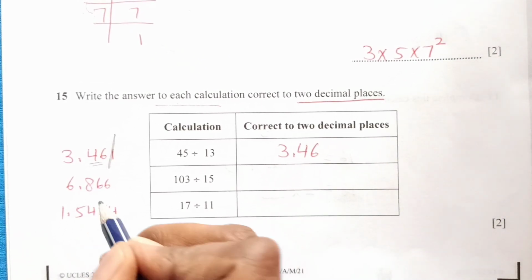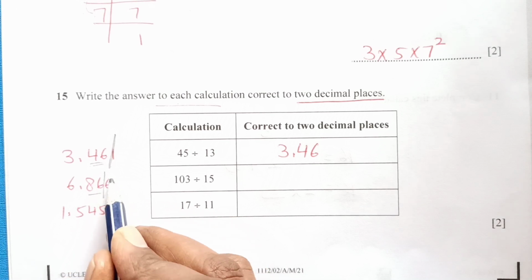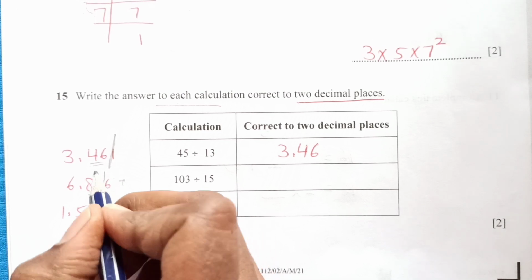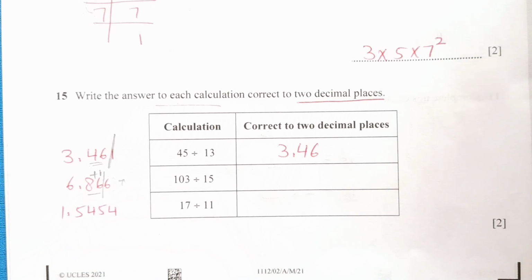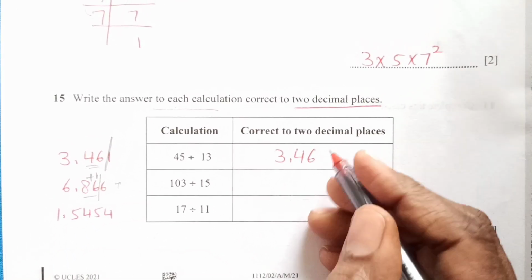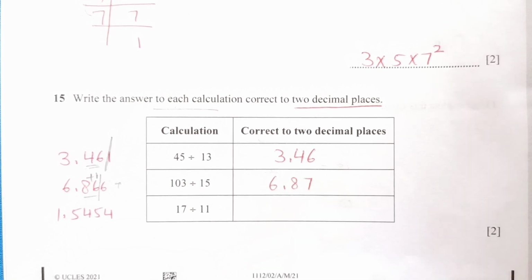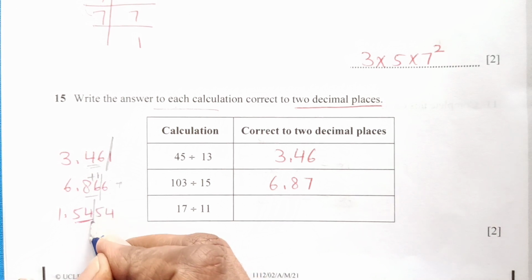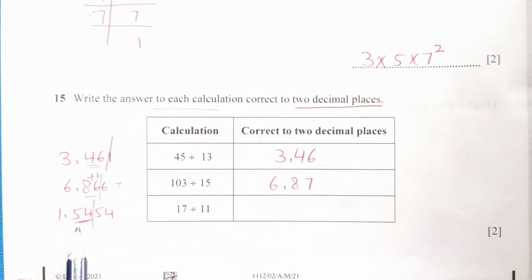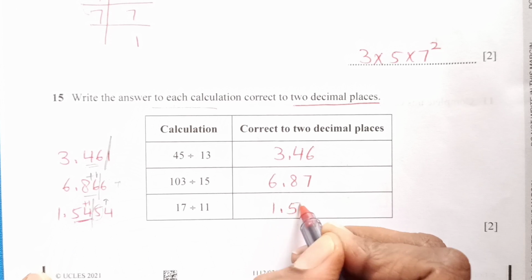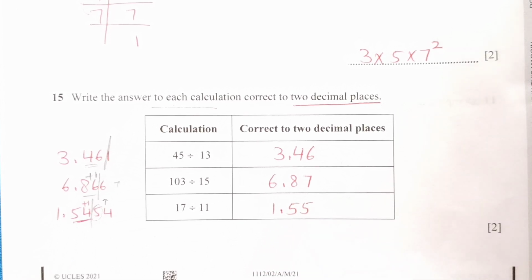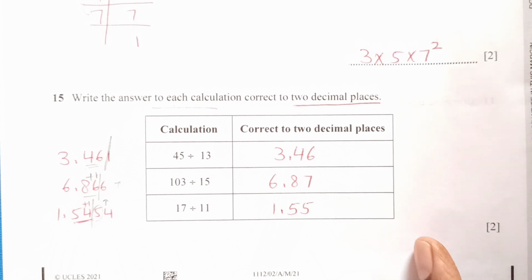3.46. Now the next one is 2 decimal places here. So this number is greater than 5, so we will round it up. So we are going to add 1 here. So it will be 6.87. The next one we have 1.5454. So 2 digits are here, 2 decimal places. So this number is again 5 or greater than 5, so we add 1 more here. So it will be 1.55. So let's move to the next question.